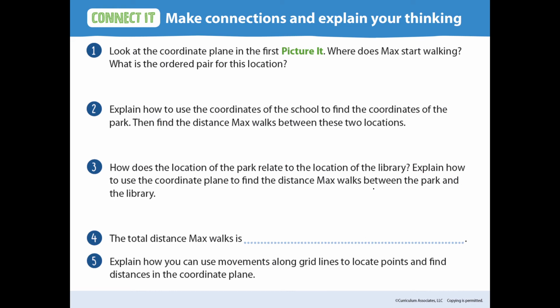Number 5. Explain how you can use movements along grid lines to locate points and find distances in the coordinate plane. Count along grid lines from a starting point to an ending point. If the locations are not on the same grid line, then you can find the distance traveled from one point to another by adding the units you move left or right to the units that you move up and down.